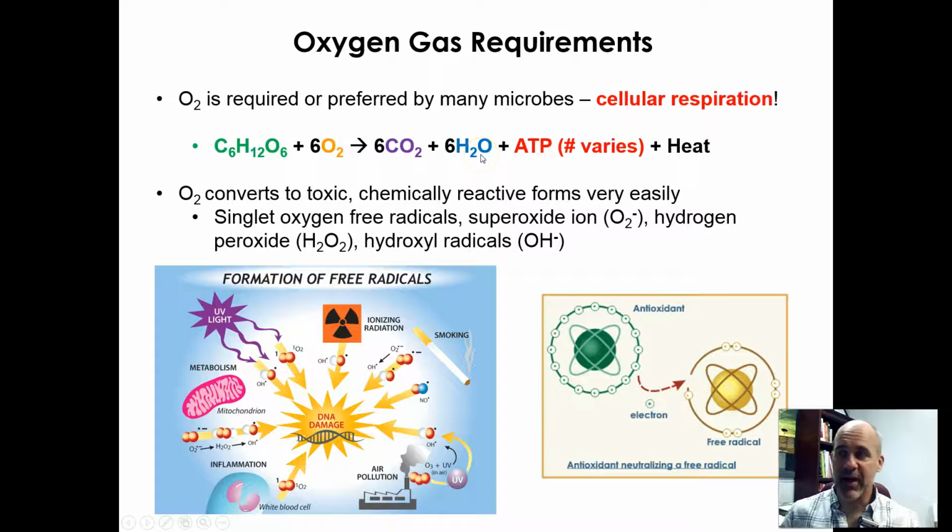6 water molecules are outputs of cellular respiration. You generate ATP, and again, we're going to see that more when we get into Chapter 7. And then heat is also a byproduct of cellular respiration. But anyway, for every glucose molecule, you've got 6 oxygen gas inputs, and this is why we need oxygen gas, and this is why many other organisms on the planet need oxygen gas as well. It's critical for cellular respiration. We can't survive without oxygen gas because we need it to run cellular respiration, and quite a few microbes can't survive without it either.